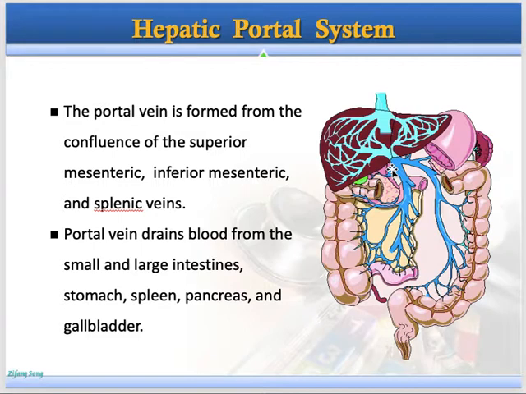Now in adults, around 1 to 1.5 liters per minute of portal venous blood is supplied to the liver. So every minute the liver receives around 1 to 1.5 liters, or 1000 to 1500 ml, of portal venous blood.